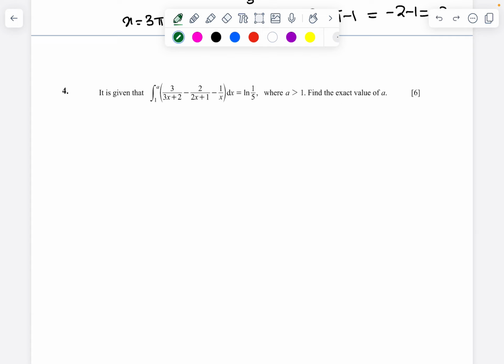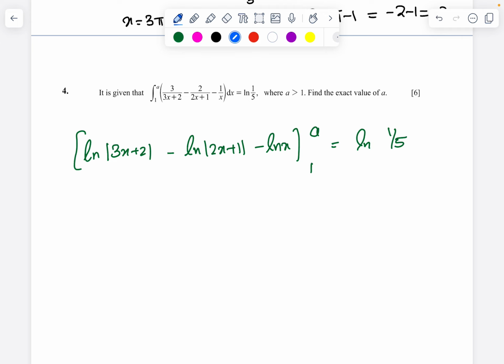Now question number 4. It is given that the integration equals nothing but what? Ln 1 upon 5. So the integral of 3 upon (3x plus 2) minus 2 upon (2x plus 1) minus 1 upon x is ln of absolute value of 3x plus 2 minus ln of 2x plus 1 minus ln x, from the limits 1 to a, equals ln 1 upon 5. This is the integration for this, this, and this.